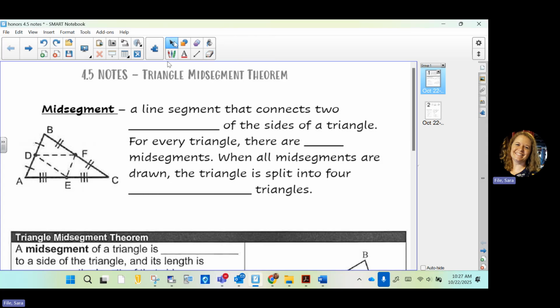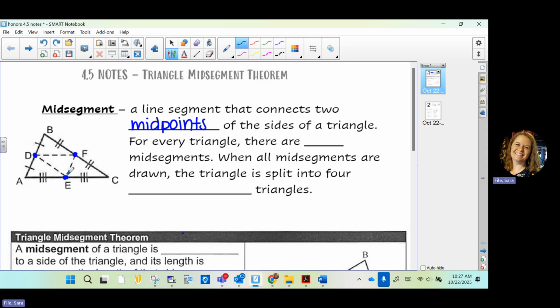So let's start with what a midsegment is first. Okay, so a midsegment is a line segment that connects two midpoints. In this image over here, you can see we've got midpoints marked at D, E, and F. So these dashed lines that connect midpoints to each other, those are midsegments.